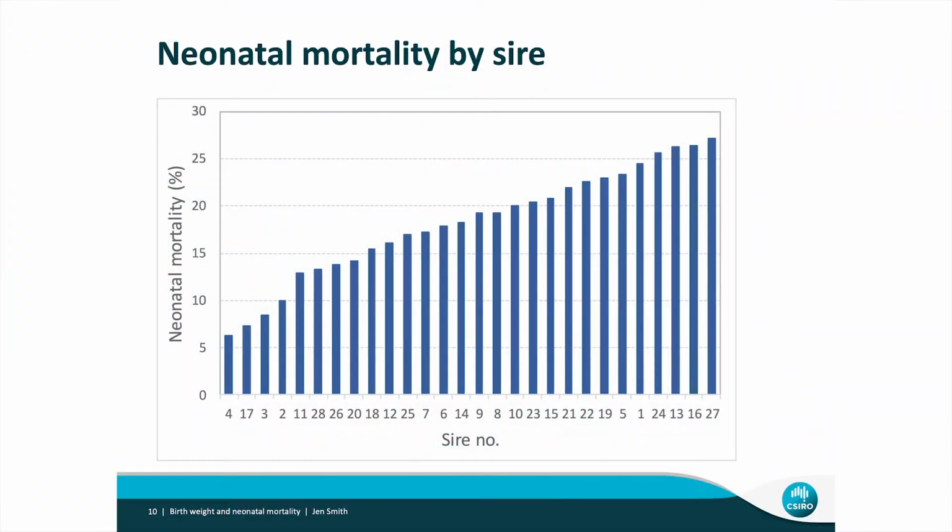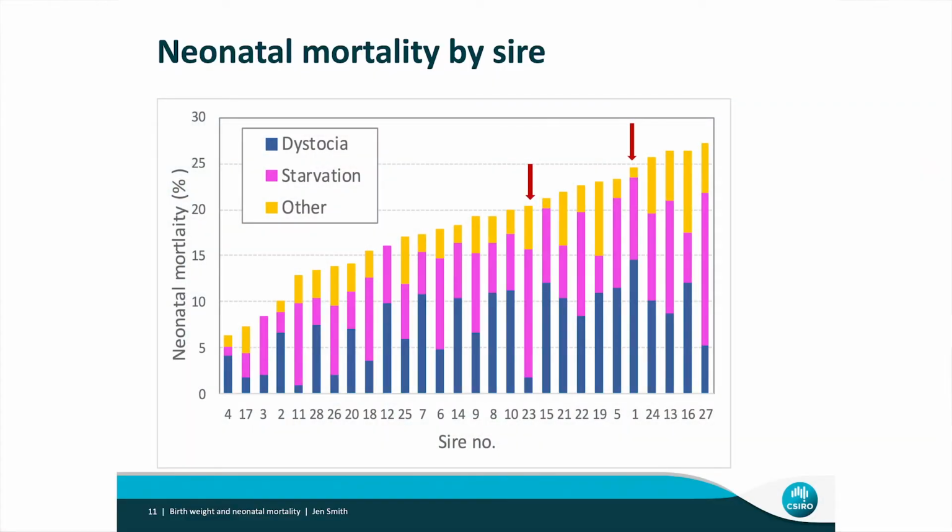This figure here shows you the total neonatal mortality on the vertical axis, and along the bottom there's a bar for every one of the individual sires that were mated in the Armadale flock. And what you take from this is that there is quite a lot of variation between sires in neonatal mortality. So remembering these sheep have all been run the same, but we've got some sires that only had 6% mortality, and then we've got other sires that had more than 25%. So that's a 20% difference in lamb mortality.